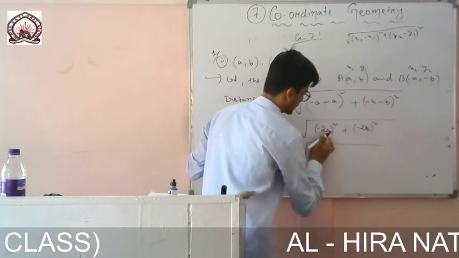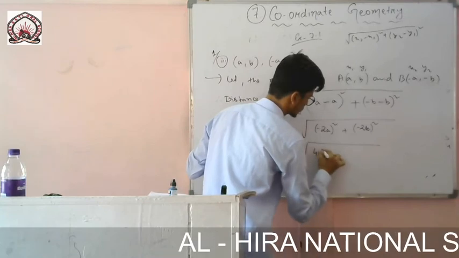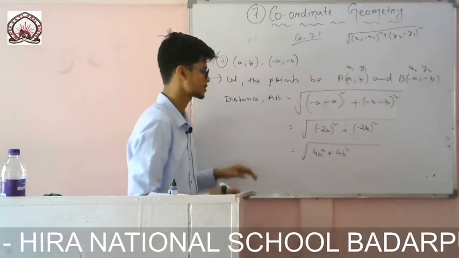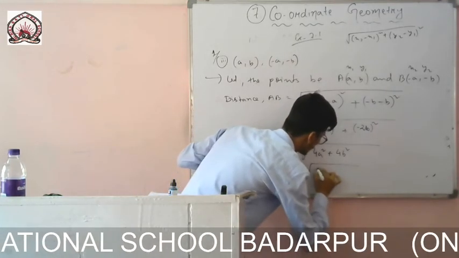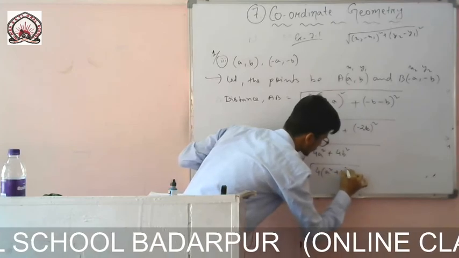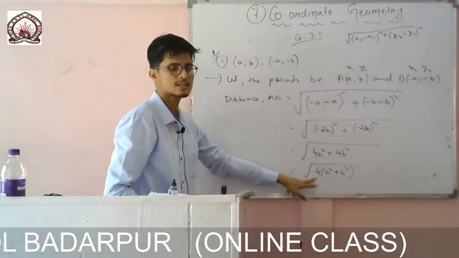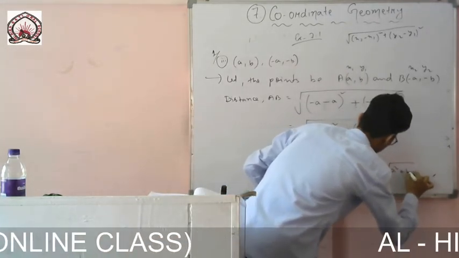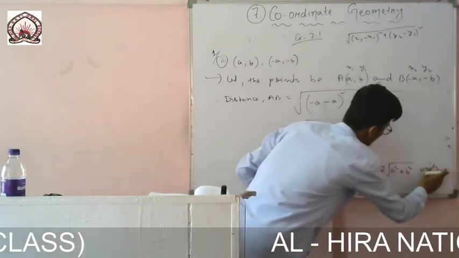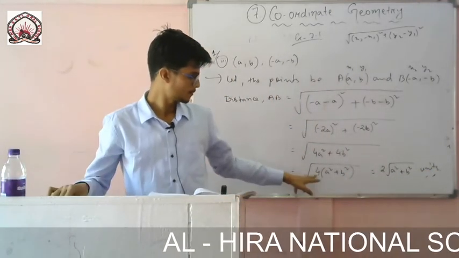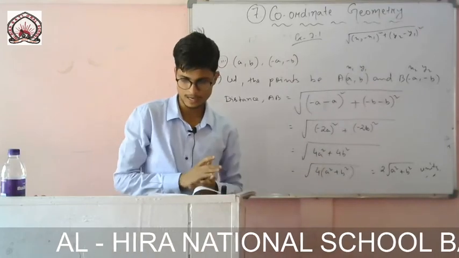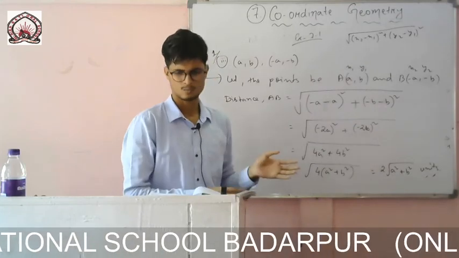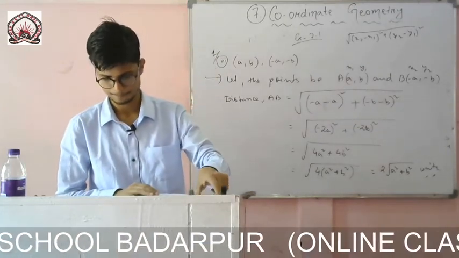So I can write it as, there are 2 squares, it will be 4a square plus 4b square, 4a square plus 4b square. Here I can take 4 common, so it will be a square plus b square. 4 is the square of 2, so I can take it out, it will be 2 root a square plus b square. The answer will be in units because you don't know the unit here. Very easy thing. One more question often comes from this topic.